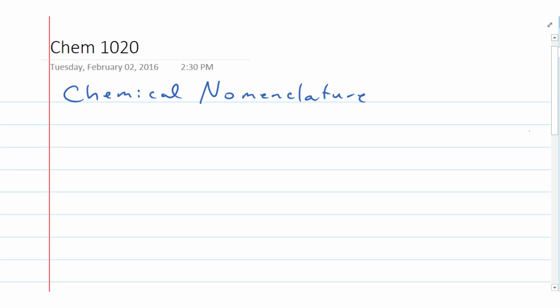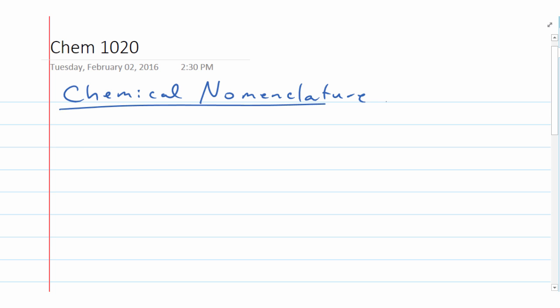Topic of chemical nomenclature. Nomenclature is a systematic method of naming. So many disciplines have their own method of naming. If you're in the health professions, you might use terms that the general population doesn't, but they have a very distinct meaning, like anterior and posterior.